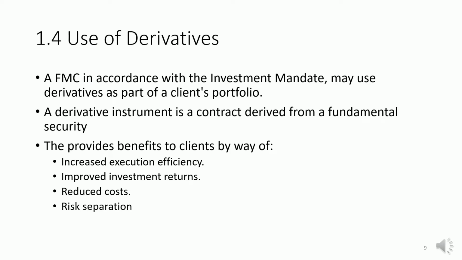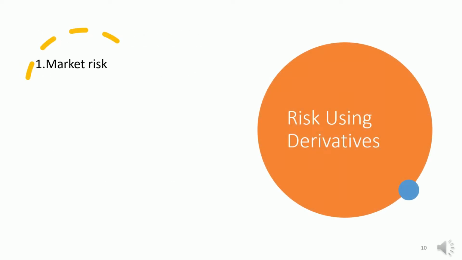A FMC in accordance with the investment mandate may use derivatives as part of a client's portfolio. A derivative instrument is a contract derived from a fundamental security that provides benefits to clients by way of increased execution efficiency, improved investment returns, reduced costs, risk separation. Risks of using derivatives involve market risk, credit risk, operational risk, legal risk.